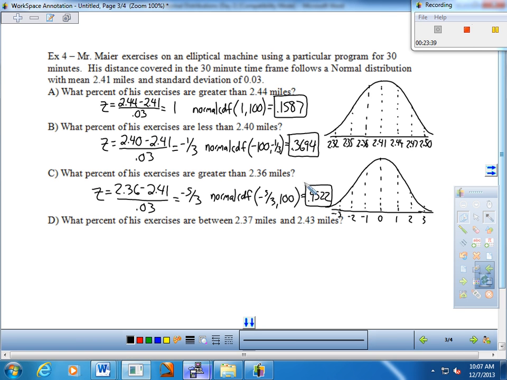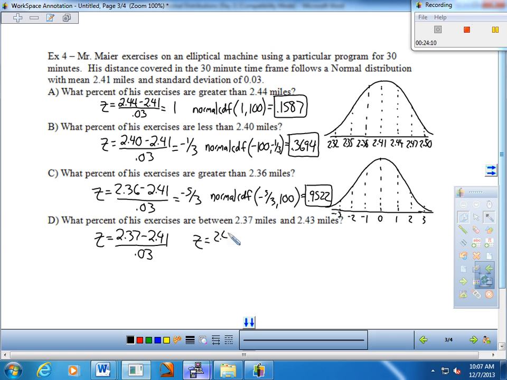Looks great. Last one. So between 2.37 and 2.43. Here's 2.37, here's 2.43. What percent of the exercises are between those two values? So it looks like we're going to have to get a couple z-scores out of this. Maybe you can do this a little faster than what I have going on up here, as hopefully you are developing a nice rhythm with this. So I'll get my two z-scores and then we'll put this in place.